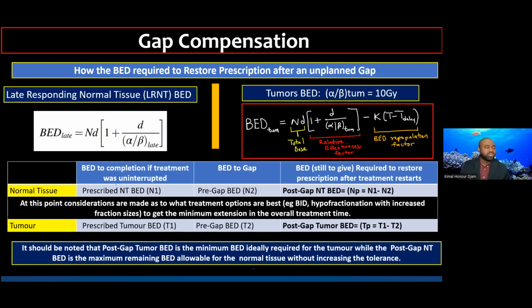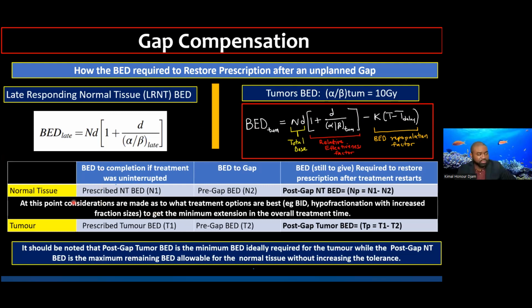To think about how to deal with gap compensation, I want you to always have these two categories in mind. You have your normal tissue and you have your tumor. Your target is to limit NTCP and to maximize TCP. When you think about late responding normal tissues, the BED is given by this equation on the right. When you think about tumors, the BED is given by this equation on the left.